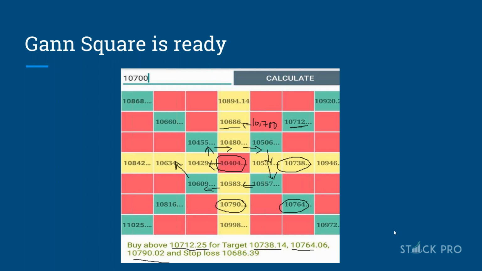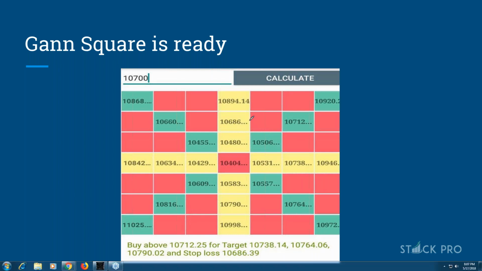Similarly, if you want to go on the sell side, what will happen? If you want to go on the sell side, then your entry point will be this, your SL will be this, right? And the first target that you will have will be 10,660, then the next will be 10,634, then you will come here, right? 10,609, then 10,583, and then 10,557, then 531, 506, 480. This is how you will get the levels for the downside.